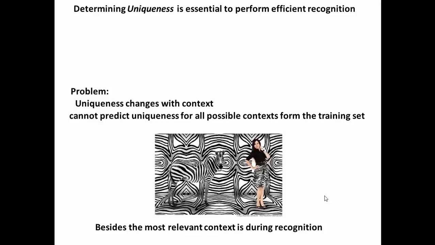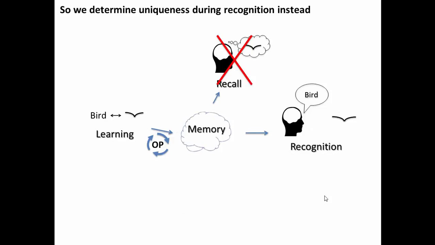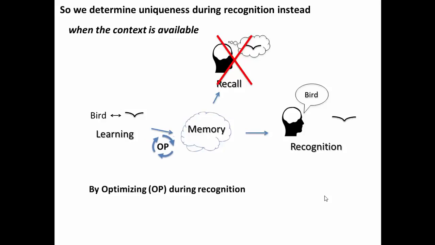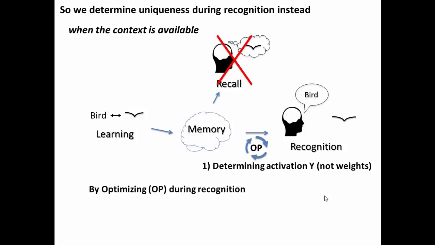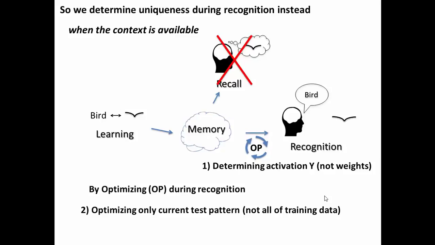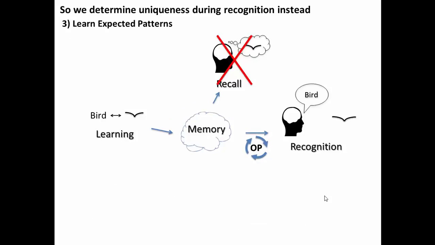Moreover, the most relevant context is during recognition. So we determine uniqueness during recognition instead, when the context is available. And we do this by optimizing during recognition, not during learning. The role of the optimization is to determine network activation, not to learn weights. And the optimization is only on the current pattern that's being recognized, not on all the training data. Thus, it's a large reduction in computational costs. Moreover, we can learn the expected patterns without uniqueness, which makes our weights more transparent, a clear box.